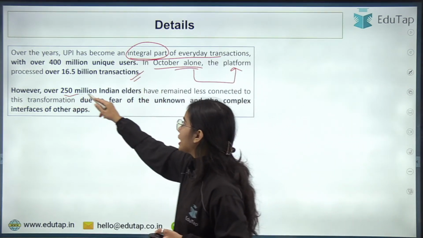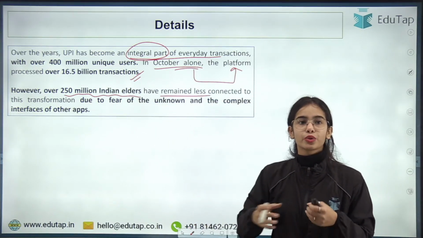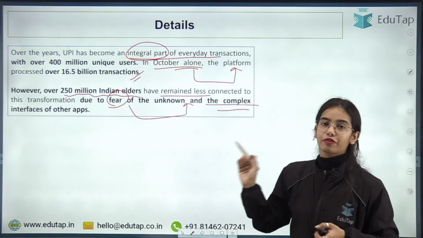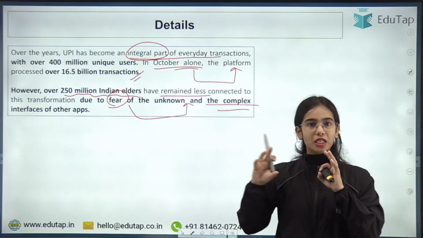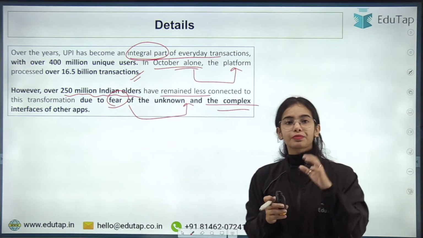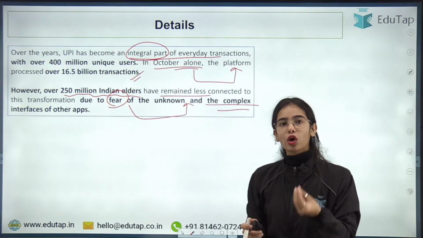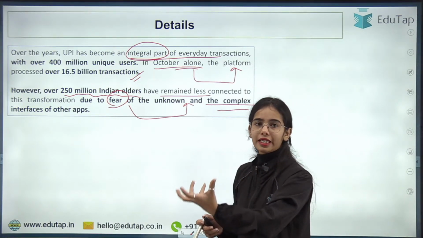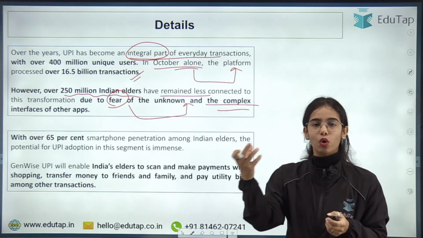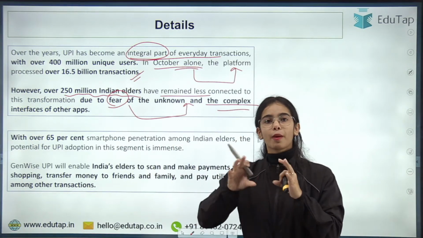However, 250 million Indian elders have remained less connected to the UPI ecosystem due to the fear of the unknown and the complex interface of other apps. Because of the complex interface as well as the fear of online transactions, a huge number of elder citizens are not getting into the UPI ecosystem and are not using the UPI. So now GenWise has launched the UPI particularly for senior citizens with an easier interface and more security.